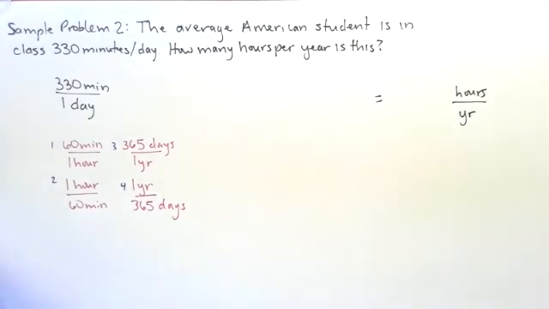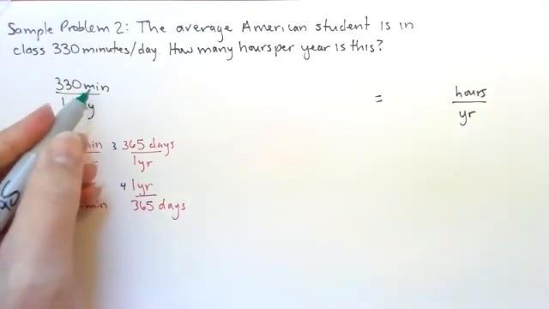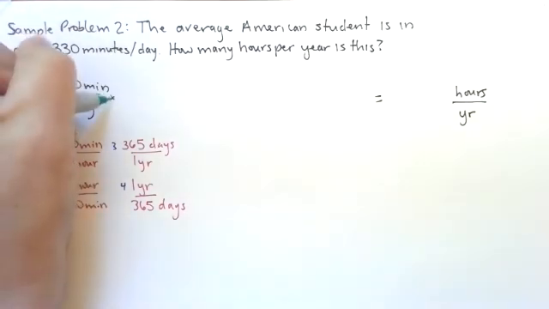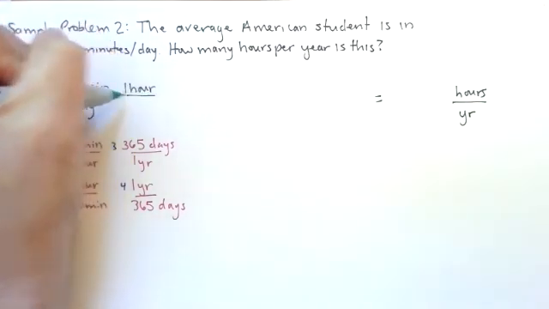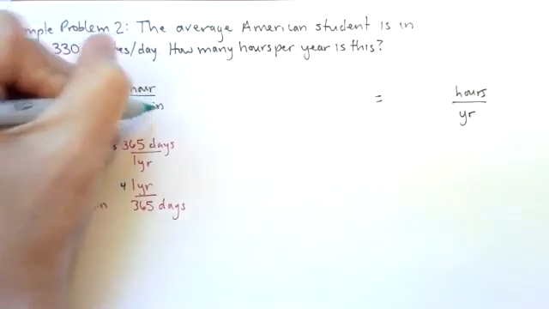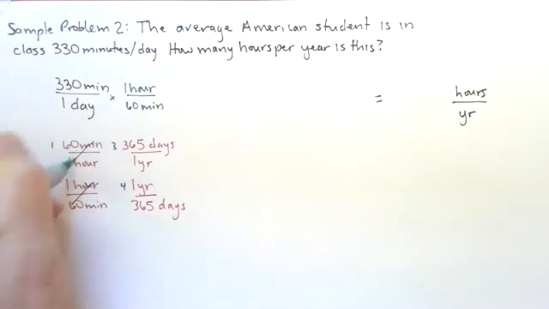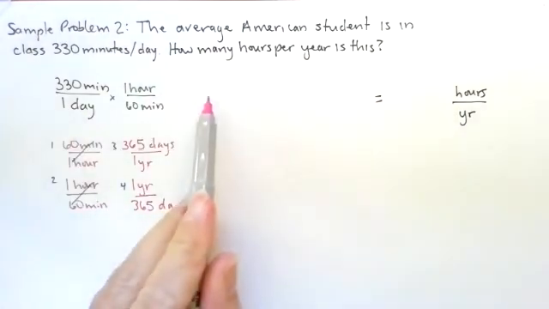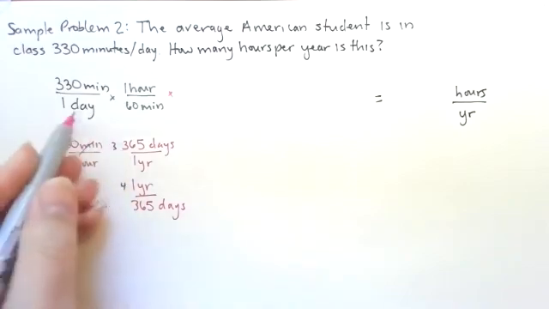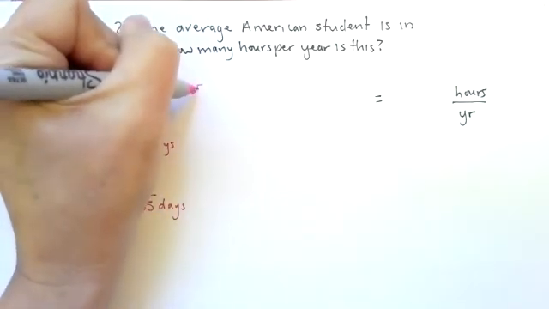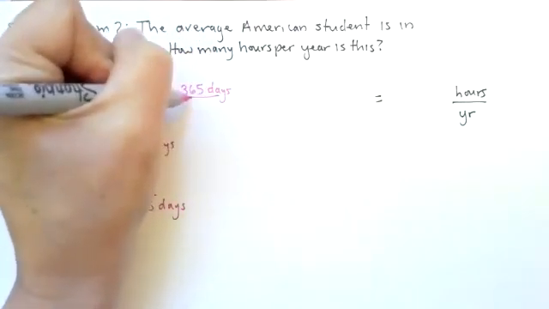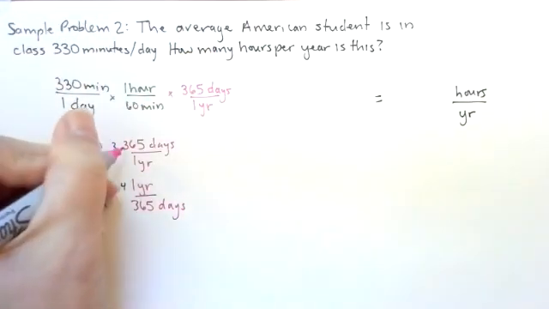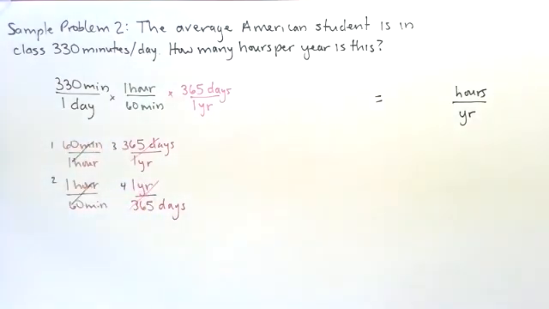So step number 4 is to insert my conversion factors so they cancel top to bottom. I have minutes on the top, so the next one's going to need minutes on the bottom. So I'm going to put in 1 hour over 60 minutes. This one. The next one says I have to cancel bottom to top. So if I have days on the bottom, I'm going to need days on the top. And the one that's going to have that is this one. 365 days over 1 year. So it's everything I need.